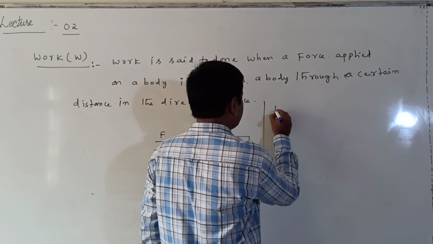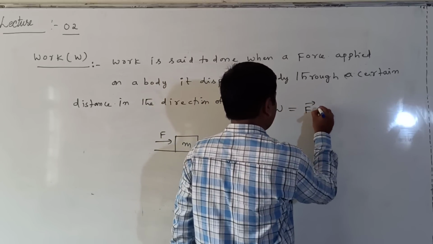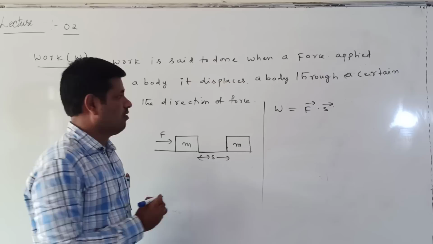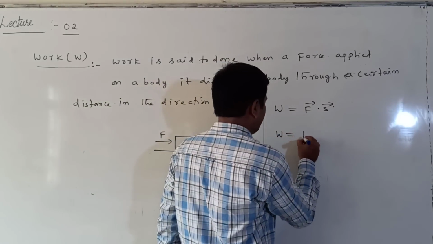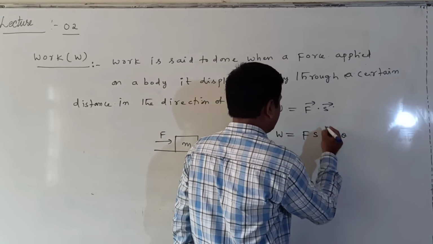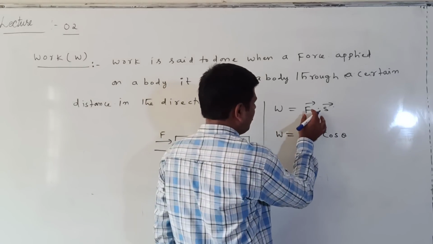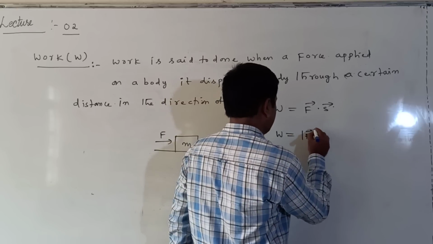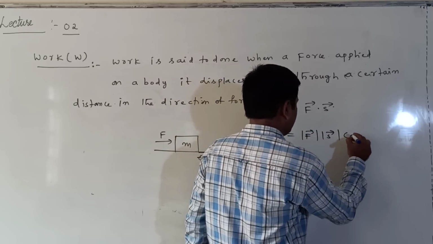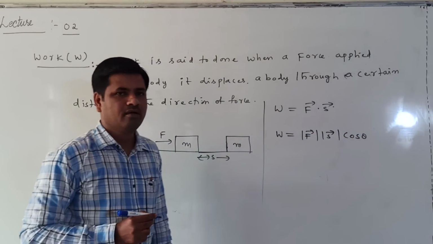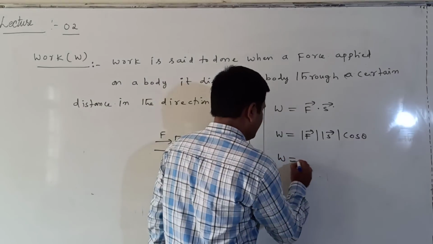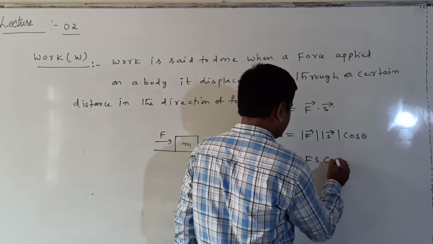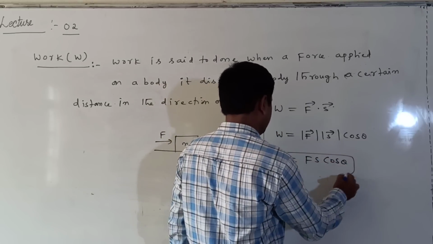Now I am writing the work done formula: F bar dot S bar. Work done is equal to F S cos theta. This is the dot product. Simply, we can write mod F bar, mod S bar into cos theta. Mod F bar is F, mod S bar is S, so W is equal to F S cos theta. This is the work done formula.